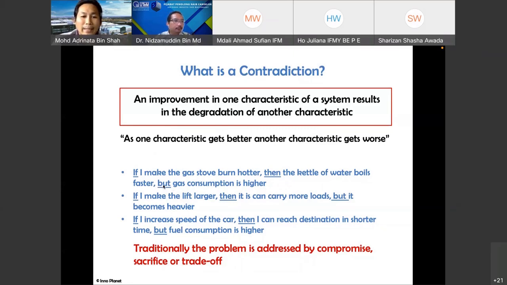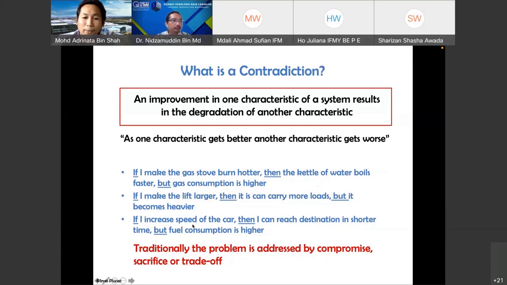If I make the gas stove burn hotter, then the kettle of water boils faster. Improve. But gas consumption is higher. Worse. If I make the lift larger, what can it do? Then it can carry more loads. So more people can go into the lift. Instead of 5 people, we have 10 to 15 people in the lift. But what you sacrifice? It becomes heavier. So larger and then heavier.